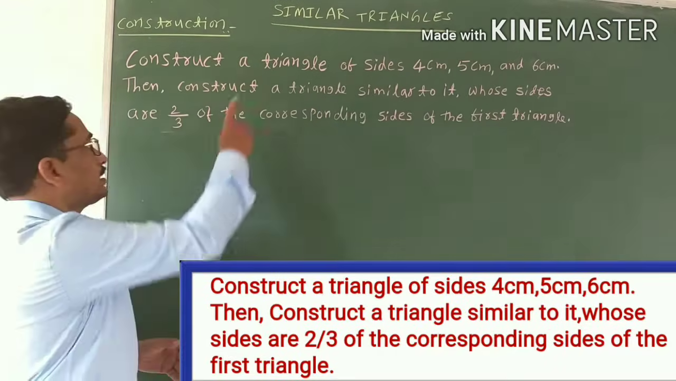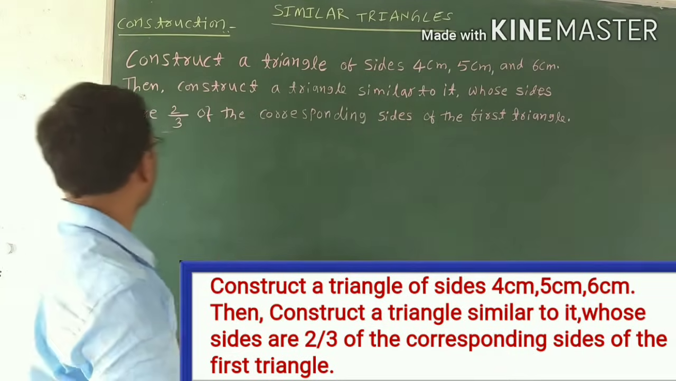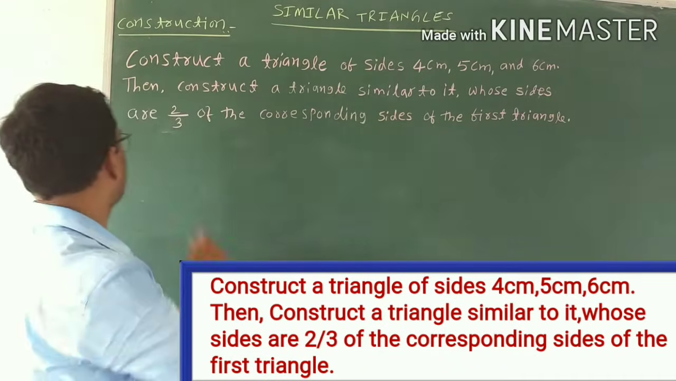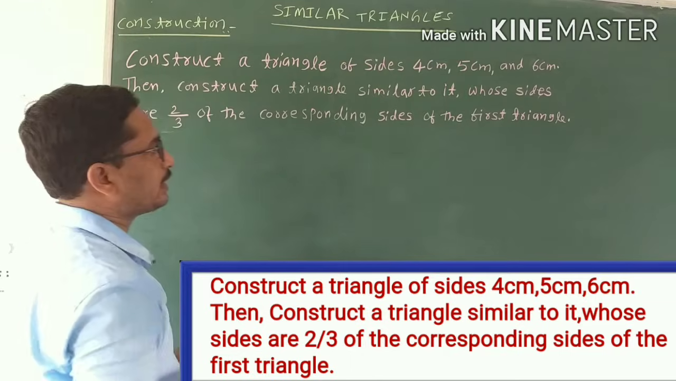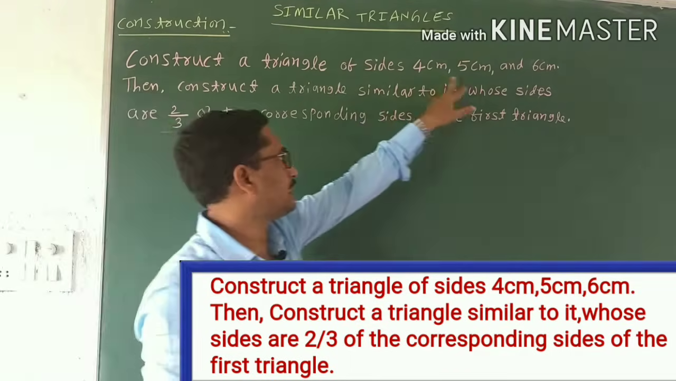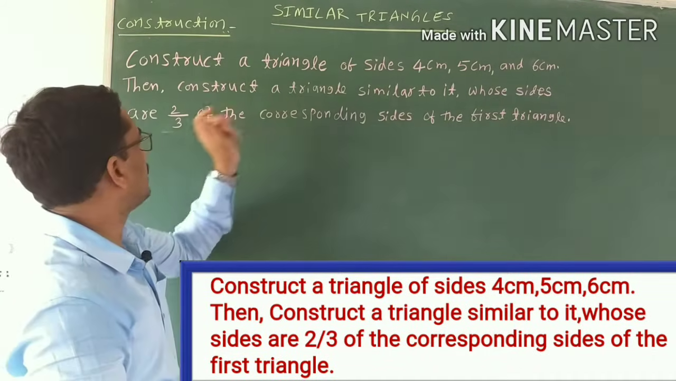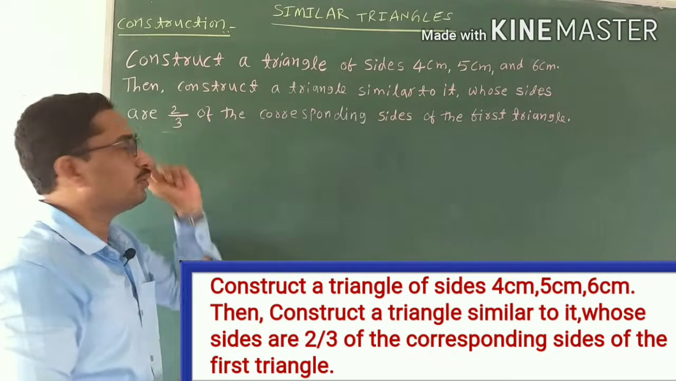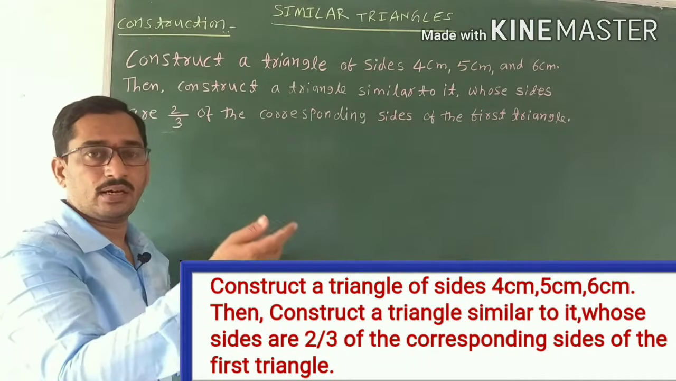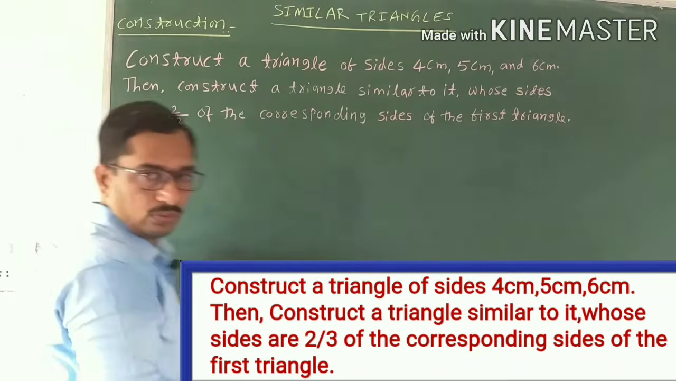See the problem. Construct a triangle of sides 4 cm, 5 cm and 6 cm. Then construct a triangle similar to it whose sides are 2 by 3 of the corresponding sides of the first triangle. Means first you have to construct a triangle with the given centimeters, it is a scalene triangle. Next we have to construct a triangle similar to the given triangle with the ratio 2 by 3. Now first decide whether our required triangle is bigger or smaller than the given triangle, which is decided by this ratio 2 by 3.